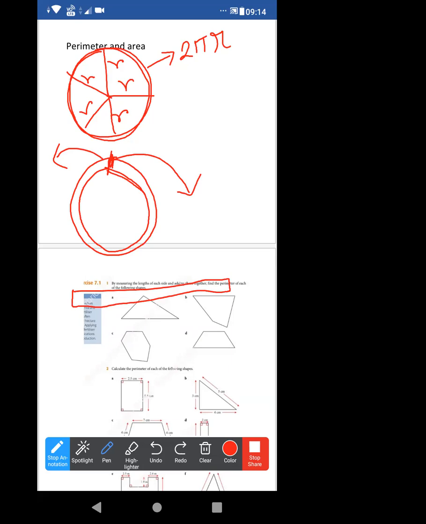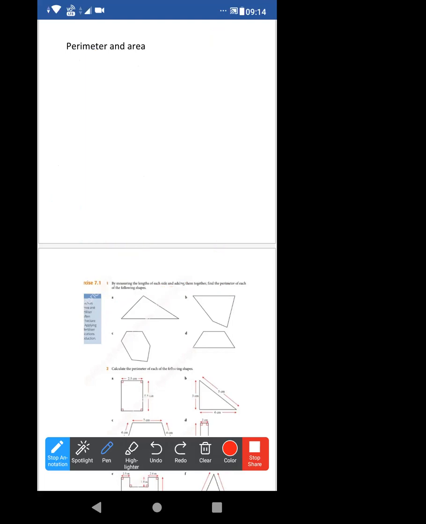Now the remaining part will be only this one. The upper part already we have cut and we have taken outside of the circle. Yes or no? Is it clear? Again I am explaining.